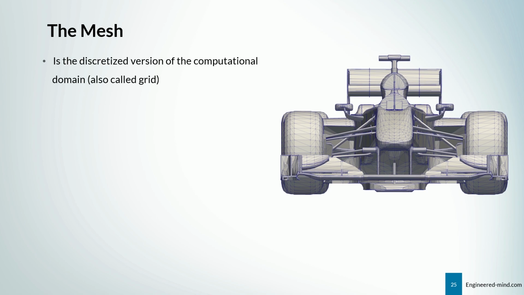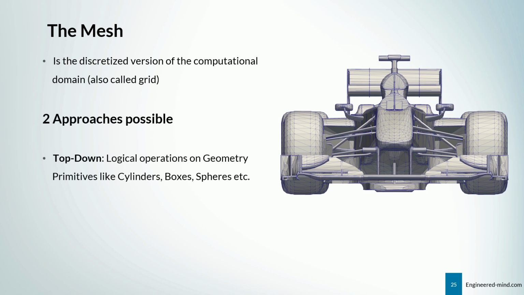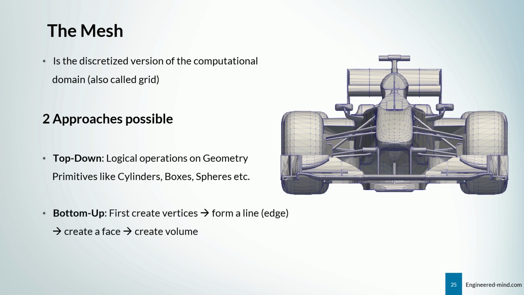We also call that grid. And there are 2 approaches possible. The first one is the top-down approach, where we have logical operations on our geometry primitives like a cylinder, box, or a sphere. So if we define these geometry primitives, the mesh will be built according to these geometries. The other approach is the bottom-up approach, where we first create the vertices, then from these vertices form a line, also known as an edge. From this edge we create a face, and from this face we can create volumes.